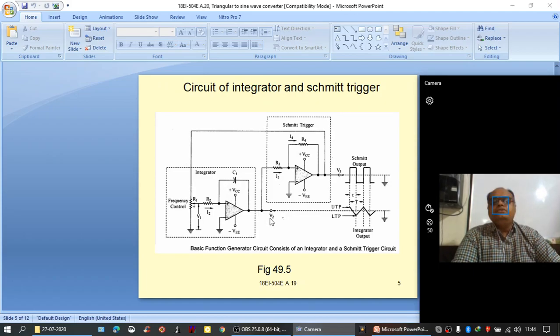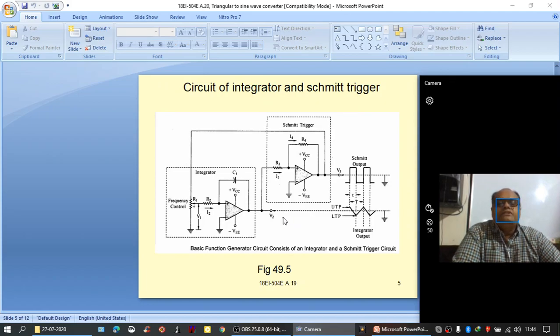So now V2 is a positive going ramp, whereas V3 is a negative voltage. Once again, the potential at the non-inverting terminal of the second operational amplifier used in the Schmitt trigger depends on the relative magnitude of V2 and V3. V3 is a fixed voltage, minus VCC, minus VEE, but V2 is a positive going ramp.